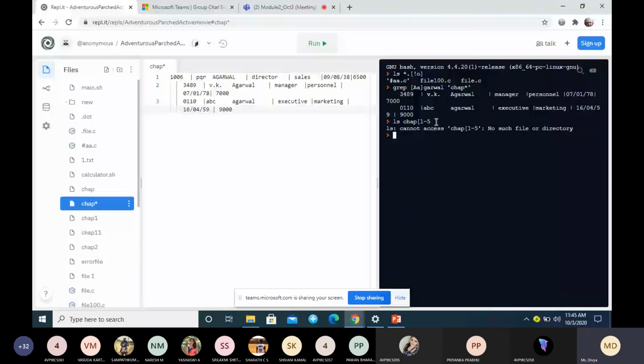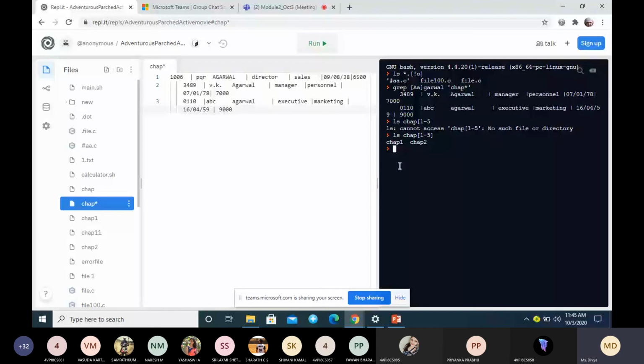Here I have 2 files, one is CHAP1 and another is CHAP2. It will not match CHAP11 and CHAP star and so on. So these are the 2 files, and you can give these 2 examples for character class, showing how we can use a character class for matching the pattern.